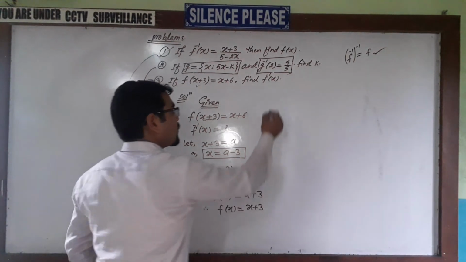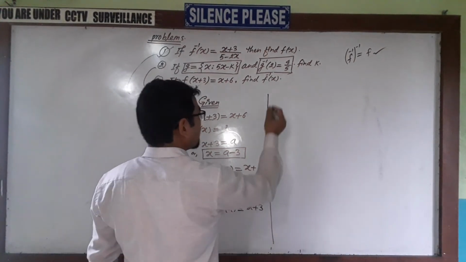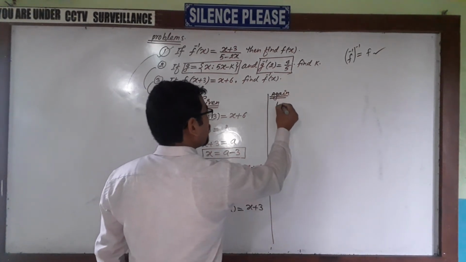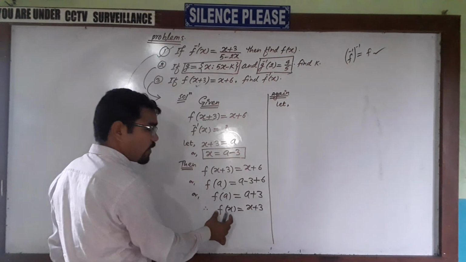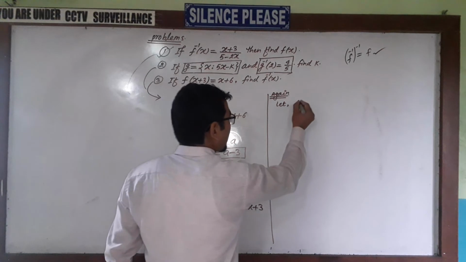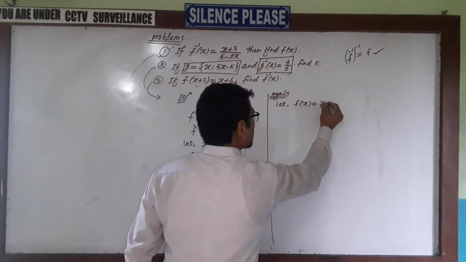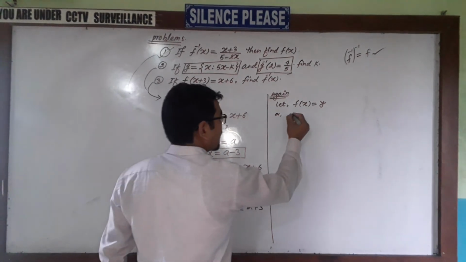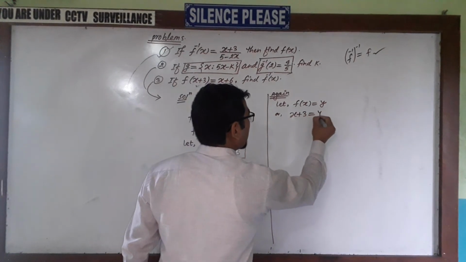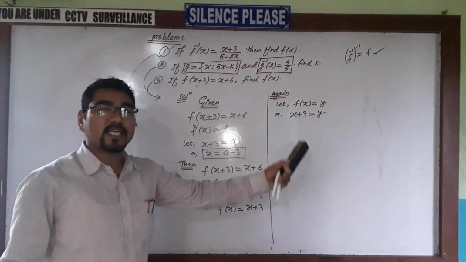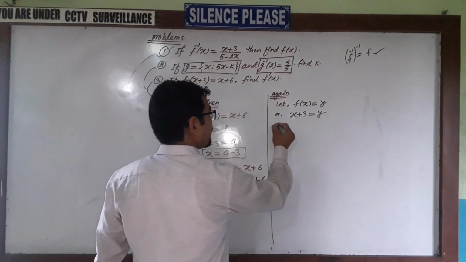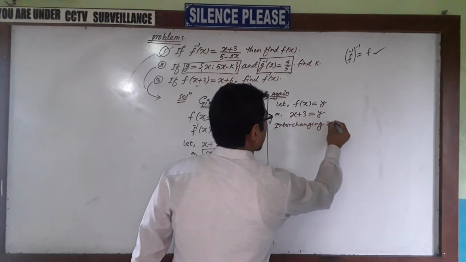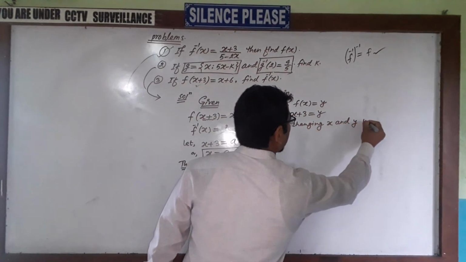Okay. Now we have to find the inverse function. You know how to find the inverse function. Again we are going to find it. To find the inverse function, we consider the given function equal to y. F of x equal to y we can consider. Then we put f of x equal to x plus 3, already we have, so x plus 3 is equal to y. Everybody, you can interchange x and y. Interchanging x and y we get.